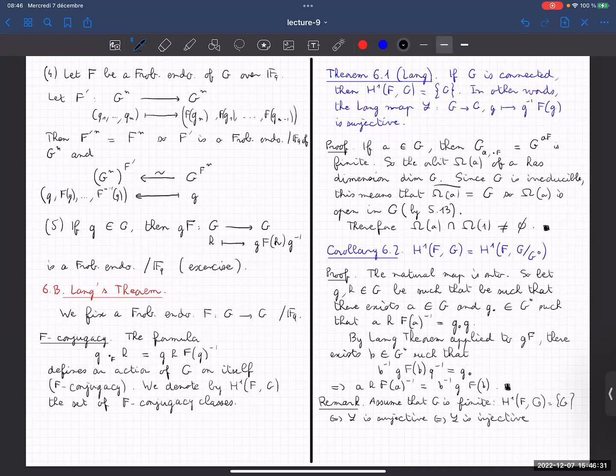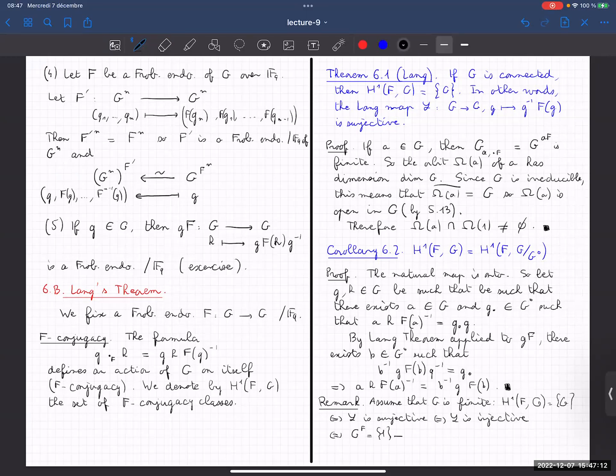But L being injective means that the stabilizer of 1 for this F action is trivial. But the stabilizer of 1, we have seen that it is a finite group G^F. So this is equivalent to saying that G^F is equal to 1. And in fact, for a finite group admitting an automorphism with no fixed point, except of course the identity, this is very rare. If you try to build some automorphism like this, it's quite difficult. And in general, you can't obtain such an automorphism.